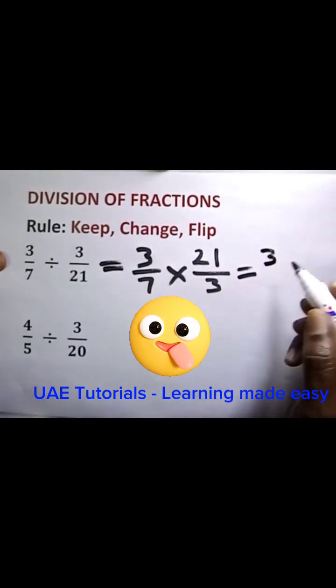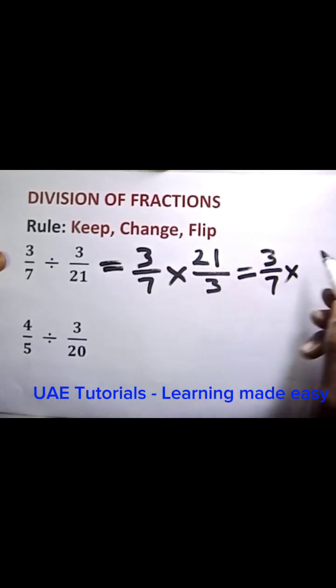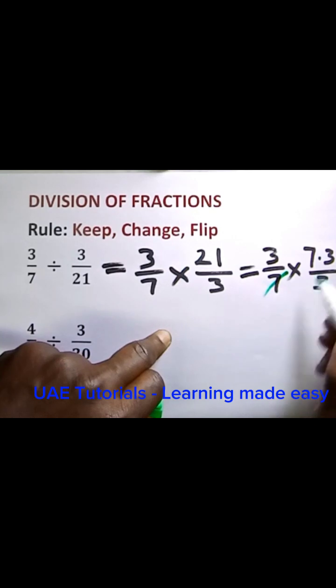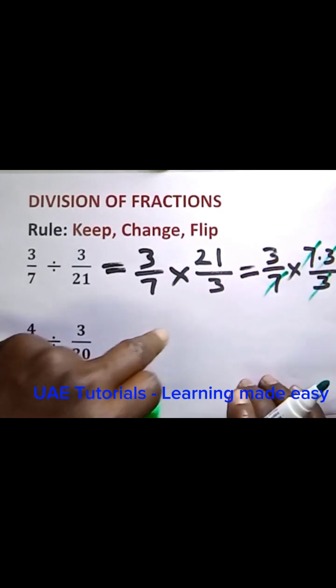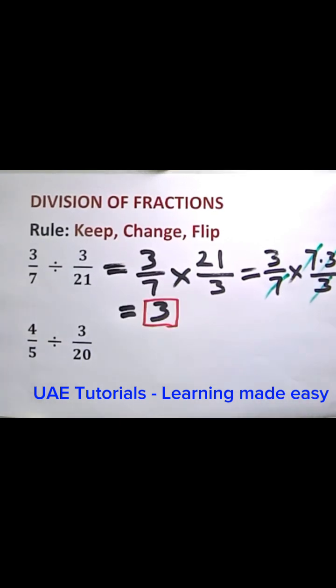So we can say 3 over 7 times, instead of 21, 21 is the same thing as 7 times 3, all over 3. So this 7 will go with this 7. This 3 will go with this 3. And the numerator, what we have left is just 3. And in the denominator is 1. So the answer is 3. Pretty easy, not so? Yeah.